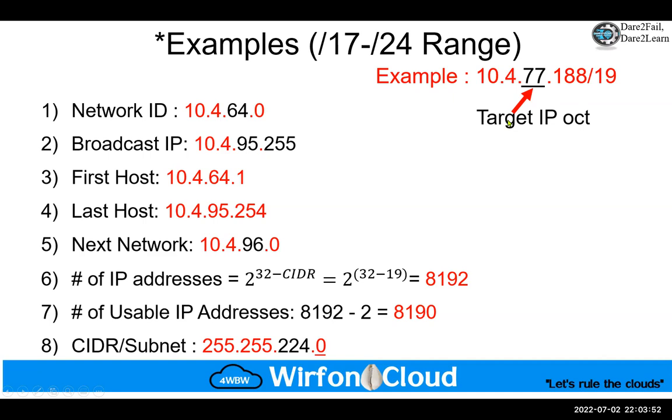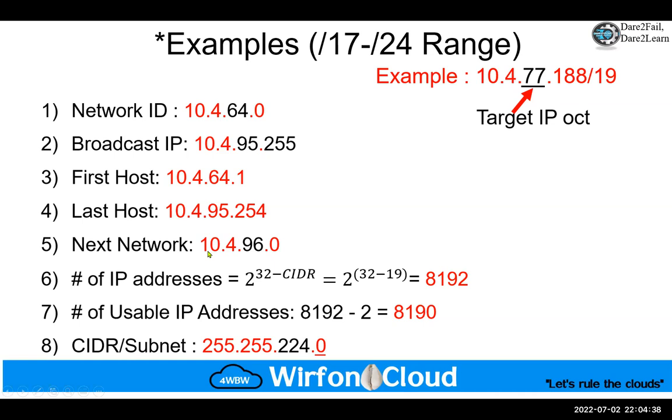So you remember the point where you do the group size step increments. If you're looking at your slide at /19, that gives you the group size of 32. So you go in group size step increments. You begin 0, 32, 64, 96. Remember your target IP octet here, since we're dealing in the third octet, is 77. So you want to go past your target IP octet, which is 77. Going in increments of the group size 32, you have 0, 32, 64. We can stop there because we've gone past 77.